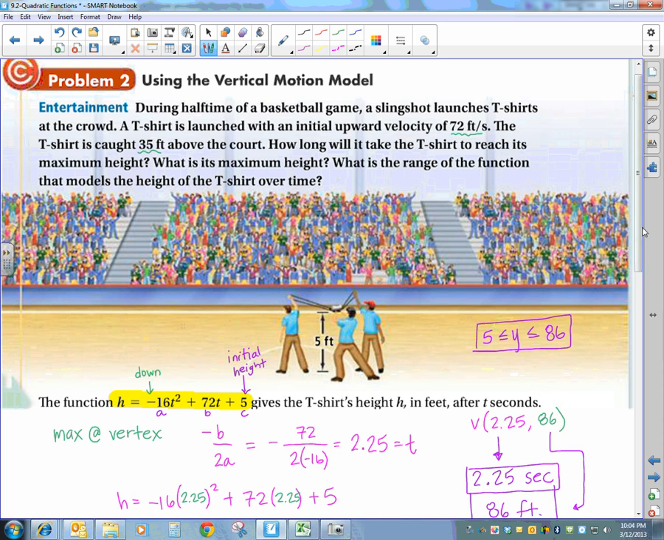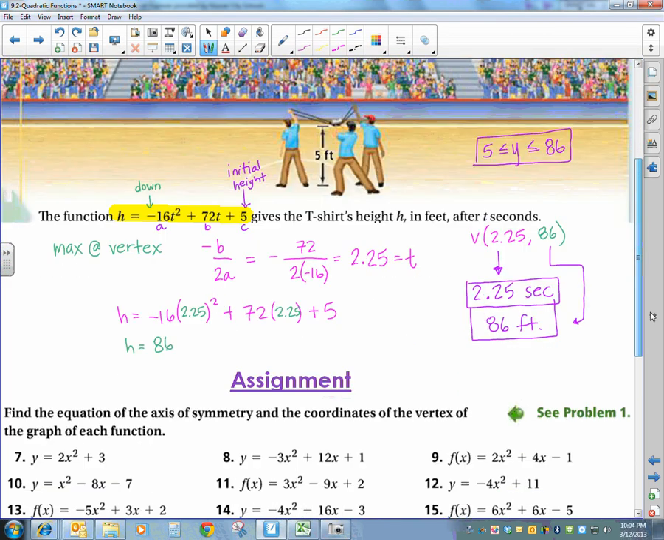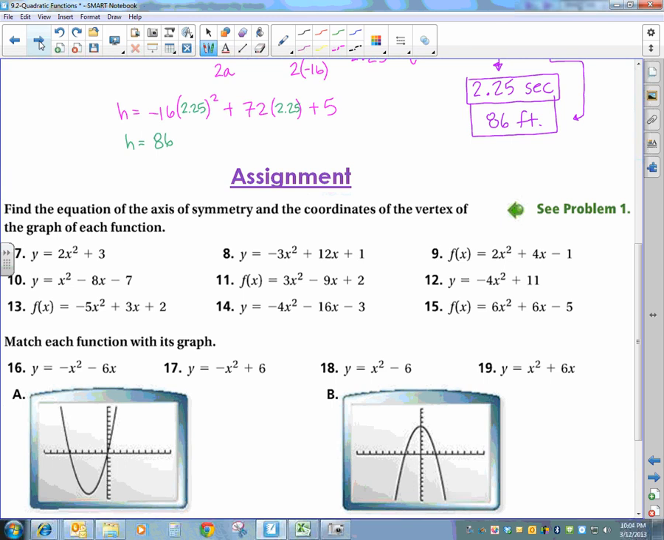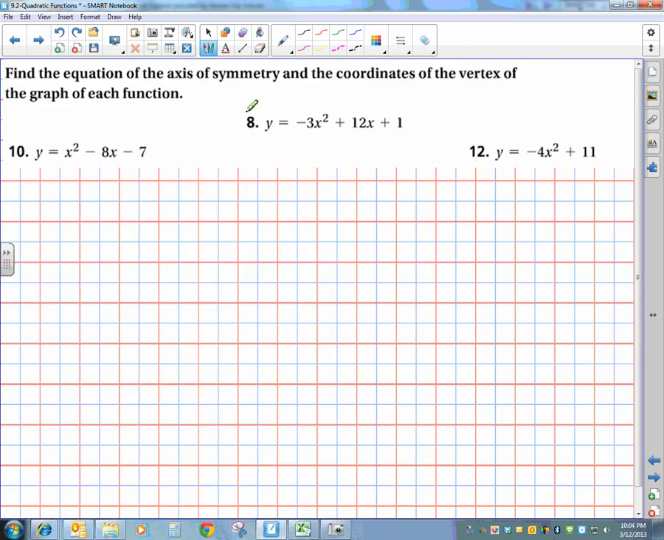Now, if you're good to go, you may stop the video. The assignment involves doing a lot of graphs, so I'm actually going to graph 3 more. And once you get it, you can stop it and move on. There won't be anything new, but I'm just going to go through the process so that you can understand what's going on. So first off, find the equation of the axis of symmetry, the coordinates of the vertex, and graph each function. So for number 10, I'm going to find the equation of the axis of symmetry.